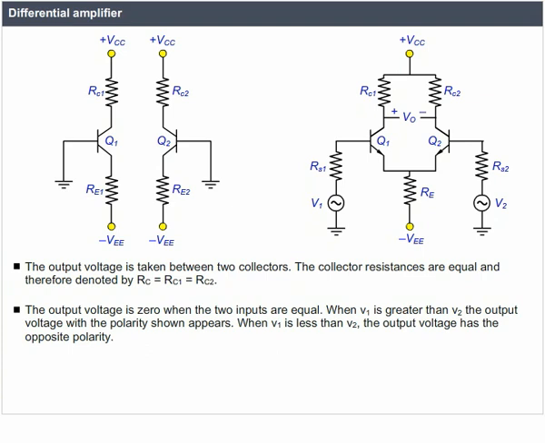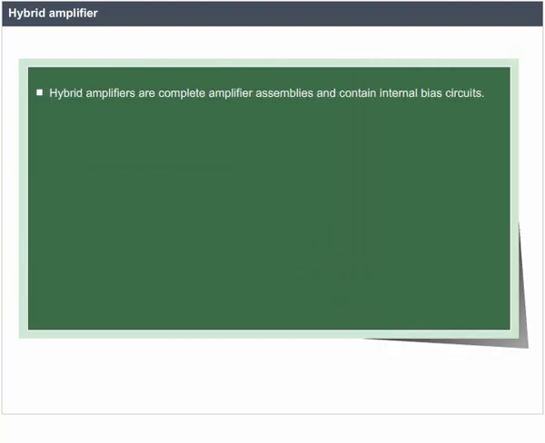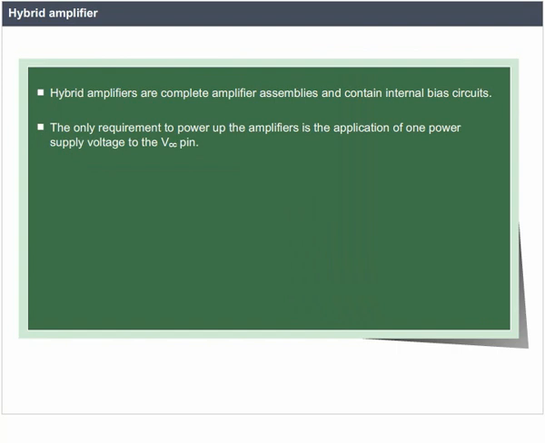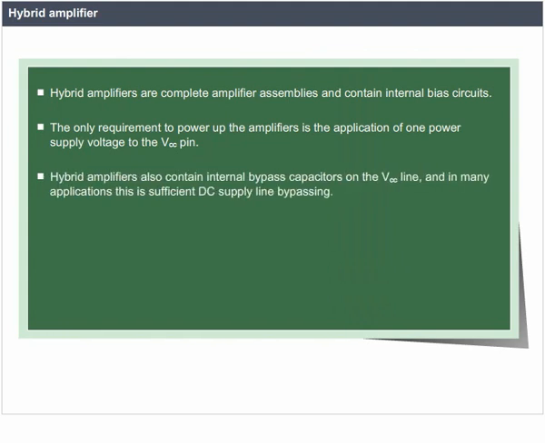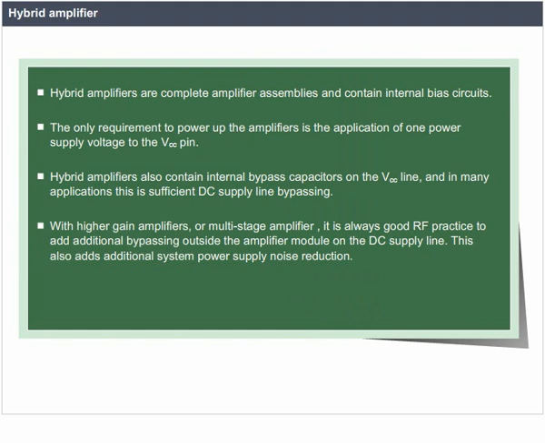Hybrid amplifier. Hybrid amplifiers are complete amplifier assemblies and contain internal bias circuits. The only requirement to power up the amplifiers is the application of one power supply voltage to the VCC pin. Hybrid amplifiers also contain internal bypass capacitors on the VCC line, and in many applications this is sufficient DC supply line bypassing. With the higher gain amplifiers or multi-stage amplifiers, it is always good RF practice to add additional bypassing outside the amplifier module on the DC supply line. This also adds additional system power supply noise reduction.